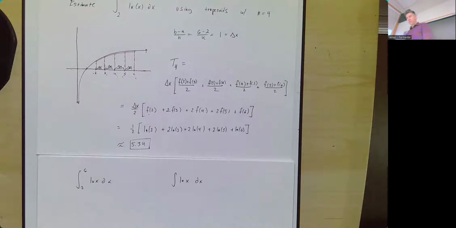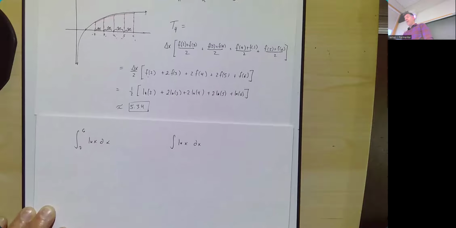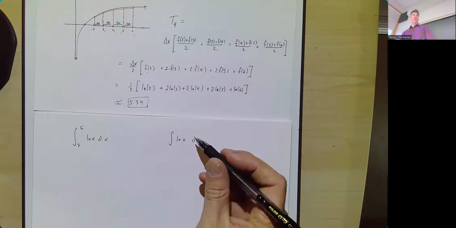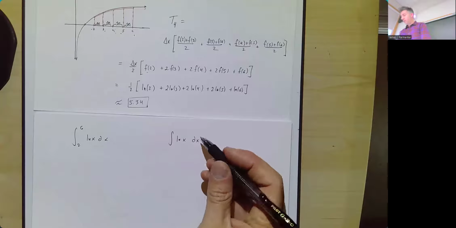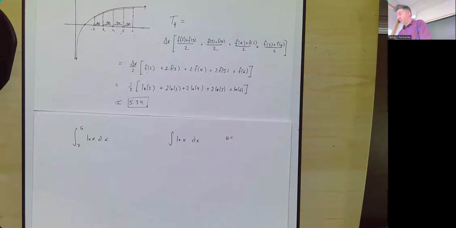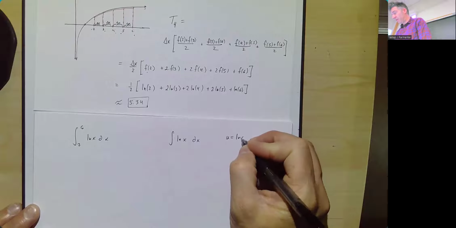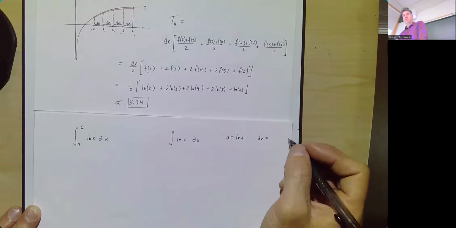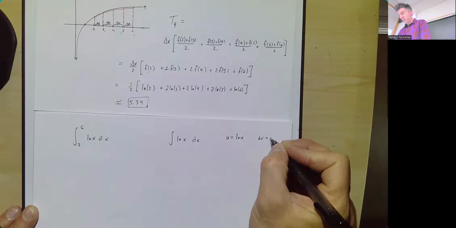I feel like we've done this once already, but we should do it again because I would totally ask this question on a test. I would definitely ask students to integrate natural log of x because it's pretty straightforward once you know how to do it. We're going to let u equal the only thing it could be, the natural log of x. dv has to be the rest, which is kind of the minimal thing dv can be. dv is just going to be dx.